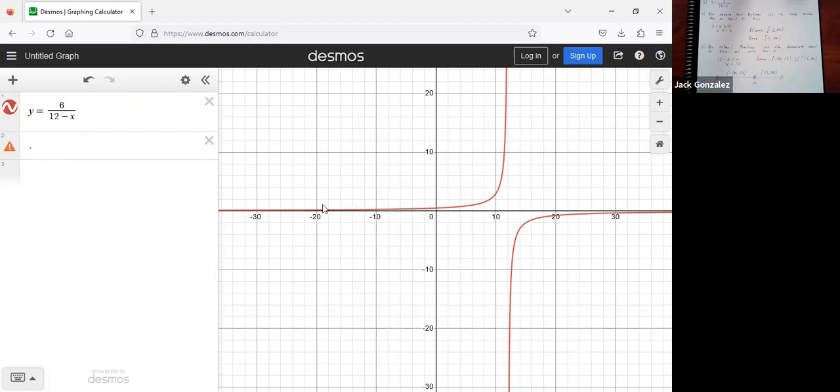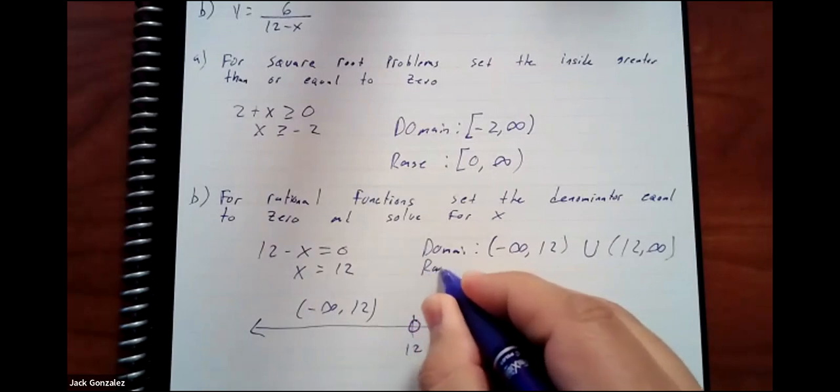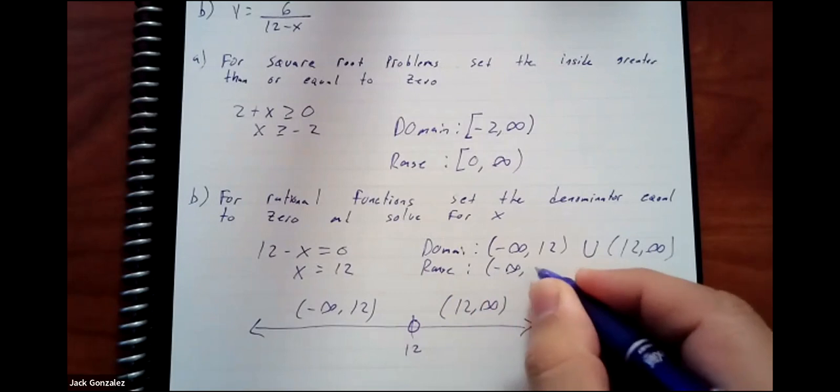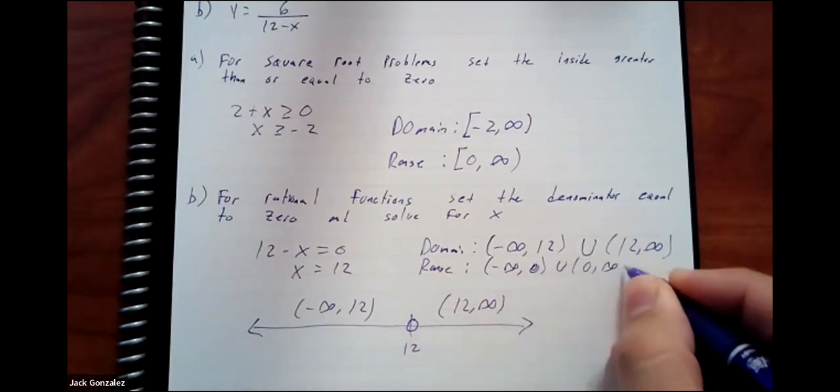So range is the lowest point and highest points. So lowest is negative infinity, highest is infinity, but it doesn't hit that specific value, it hits everything else except 0. So you have to create that interval. So for the range, everything below 0 is cool. Everything after 0 is cool.